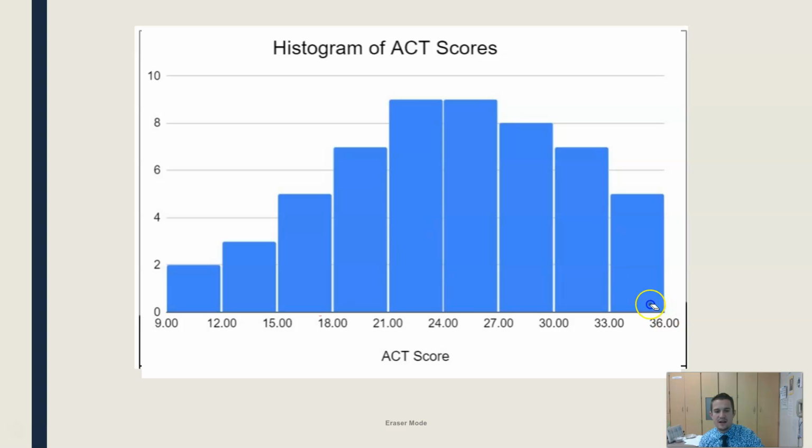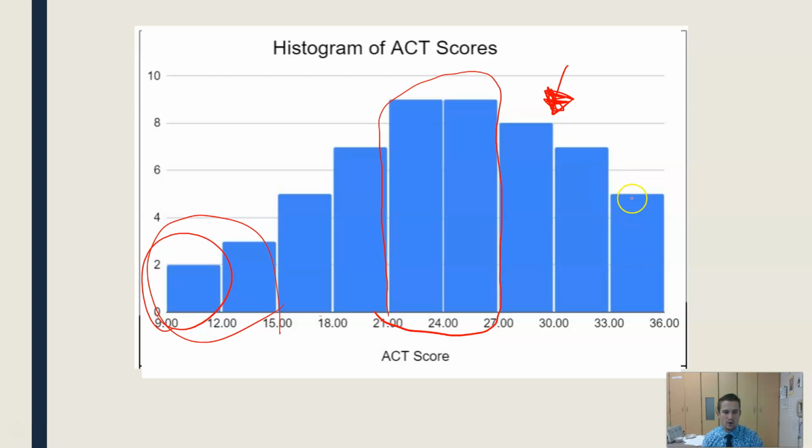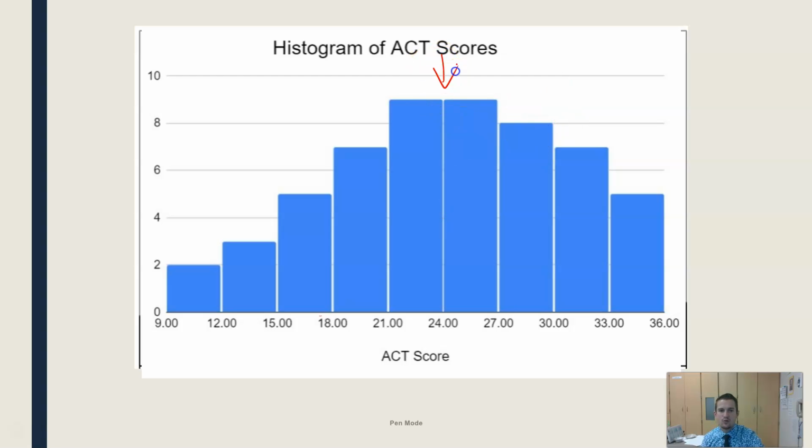This is a histogram of ACT scores. So I have this many people who score between 9 and 12, between 12 and 15, 15 and 18, 18 and 21, etc. You can see most people score between 21 and 27 on the ACT. Mr. Burrell is right in here. Down here, there's much fewer that get less than 15. There's fewer that get above 33 up into the 36 category. But most people are right here in the middle, between 21 and 27. That's some of the things that I can identify from this graph about people and their ACT scores.